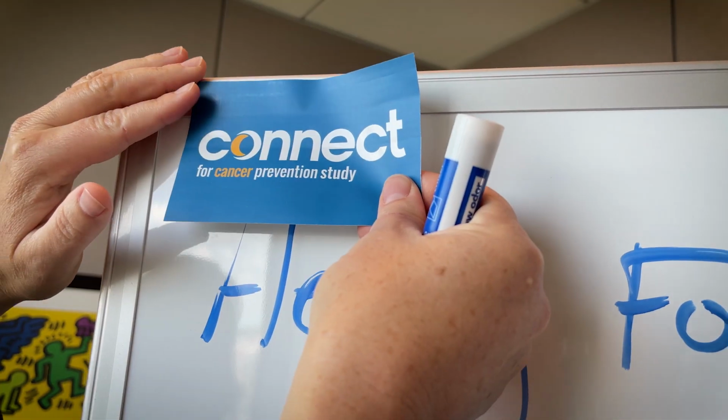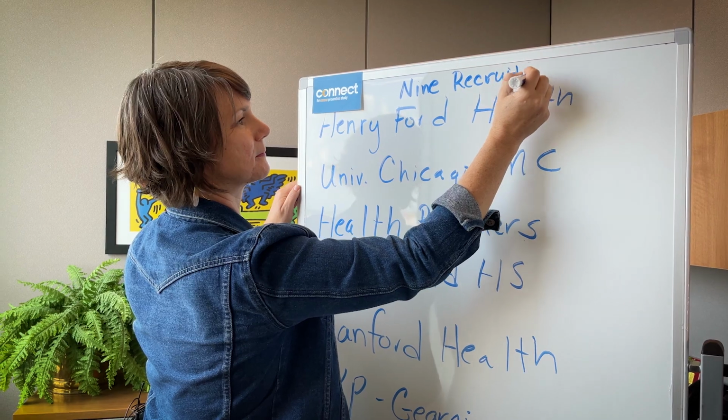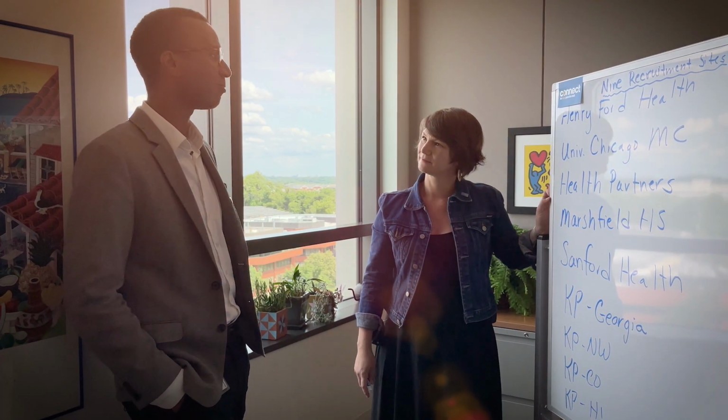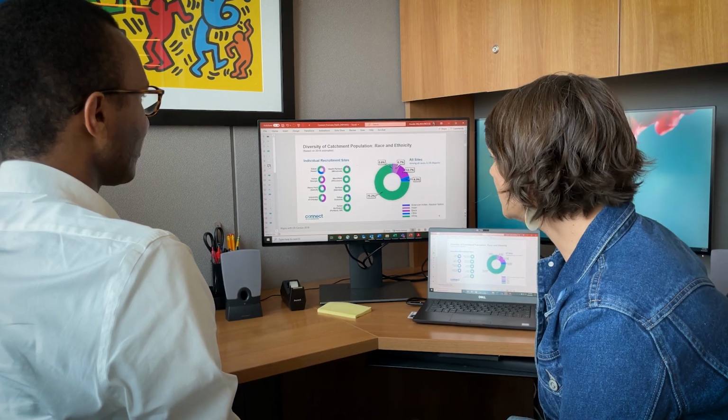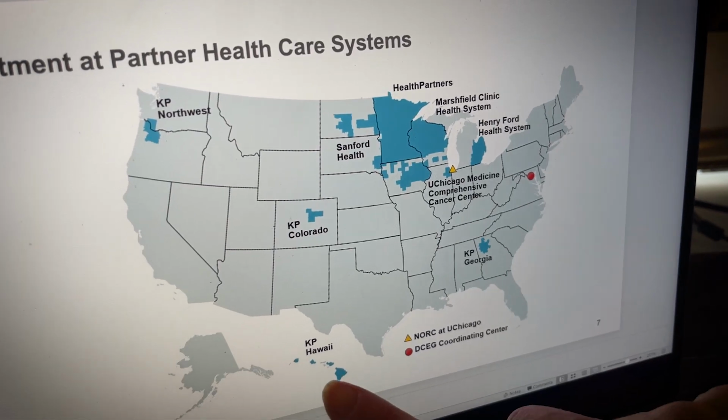This is what I admire about the Connect for Cancer Prevention studies, that it takes into account various socio-demographic characteristics. Race, ethnicity, age, income backgrounds, urban and rural areas. Connect is really the next generation cohort.